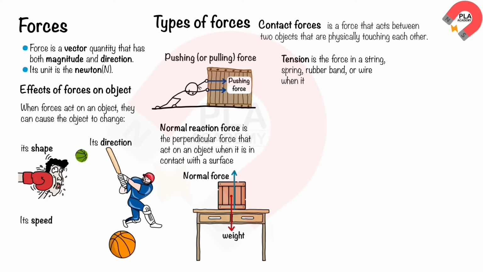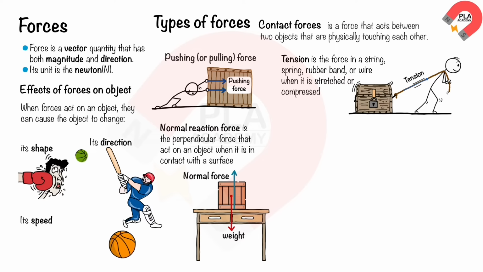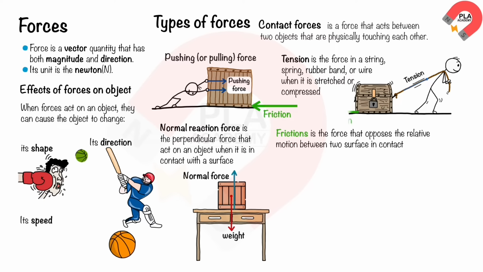When you pull a box with a rope to create tension in the rope, this tension is the pulling force transmitted through the length of the rope. Friction is the force that opposes the relative motion between two surfaces in contact. When you push a box, or pull a box along the floor with a rope, friction acts in the opposite direction of your applied force.